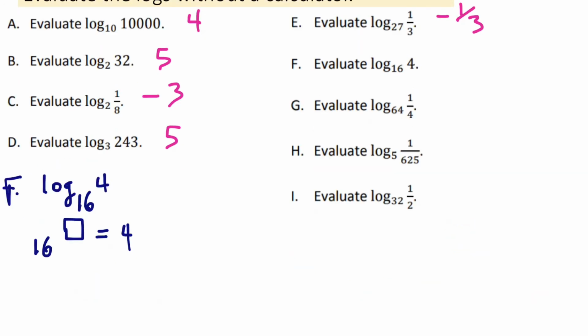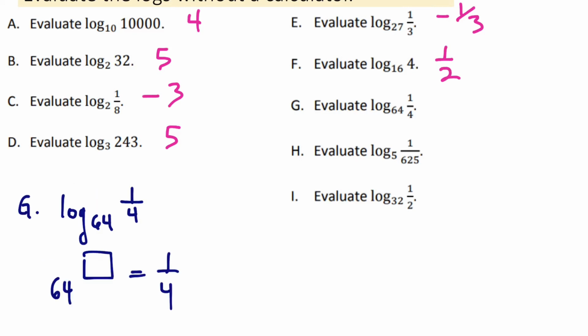All right, so let's look at F. So once again, I have to do something to 16 to make it a 4. Well, you can probably see that that's a square root, right? The square root, though, is written as a 1/2 power. All right, and it's not in the denominator, so it's just a positive 1/2. So 16 to the 1/2 is 4, so our answer is 1/2.